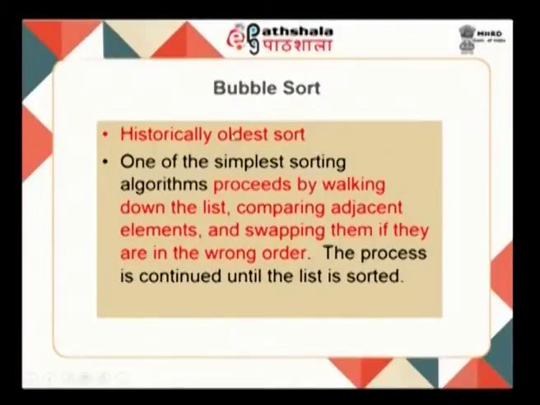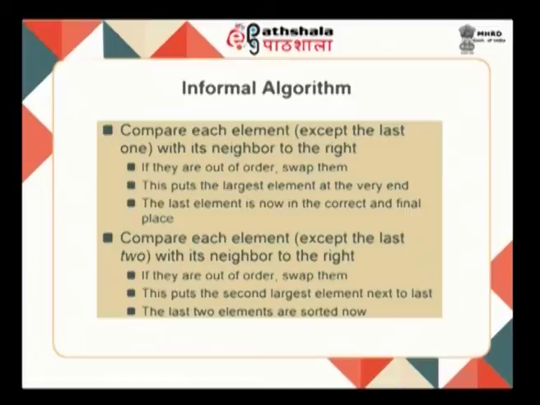I will start with bubble sort because this is historically the oldest sort that is available. The logic of bubble sort is very simple. Simply, I will just walk down the list and compare the adjacent elements, and I will swap them if they are in the wrong order, and I will keep on proceeding with this till the entire list is sorted. So, bubble sort is one of the most primitive sorts that we have.